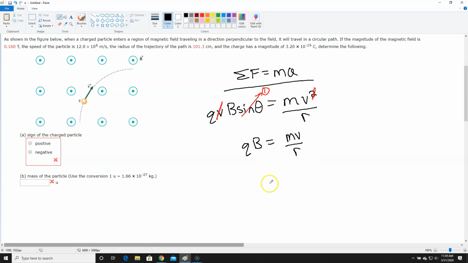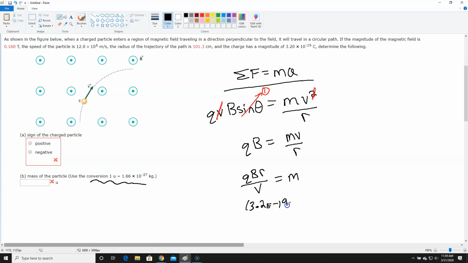So our goal here is to solve for the mass, and we see mass on the right side. So let's move R and V over to the left, and now we can solve directly for the mass. Do keep in mind they want it in atomic mass units. So we're going to take the final mass and divide it by 1.66 times 10 to the negative 27th. So here we go.